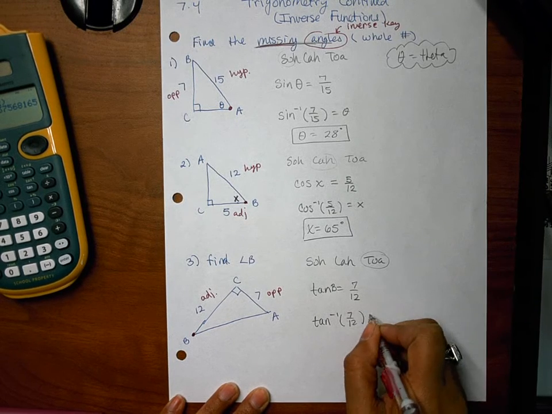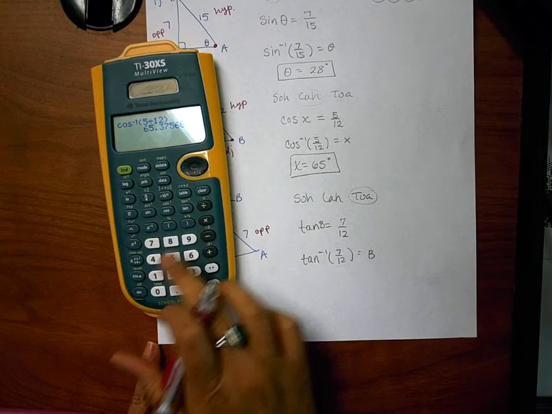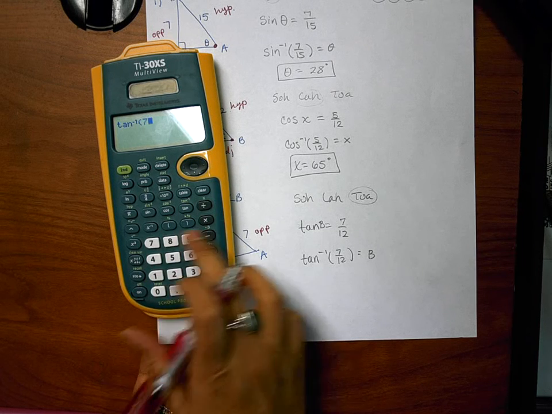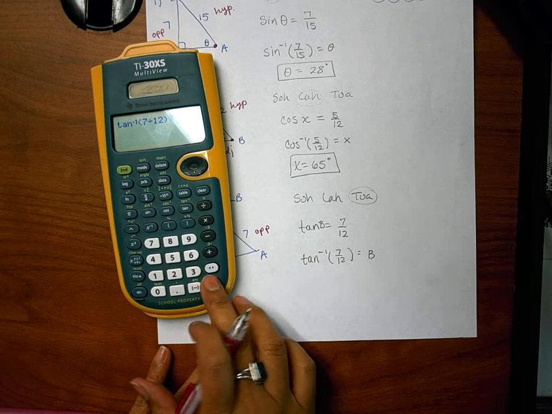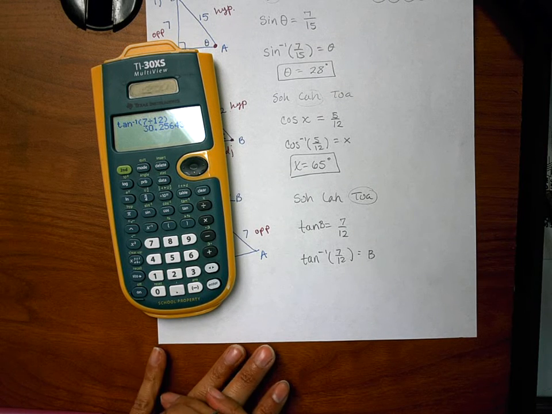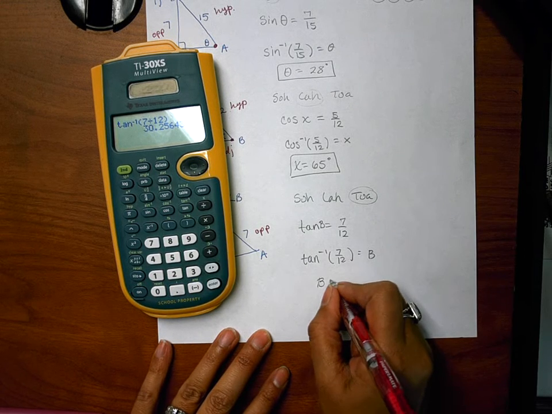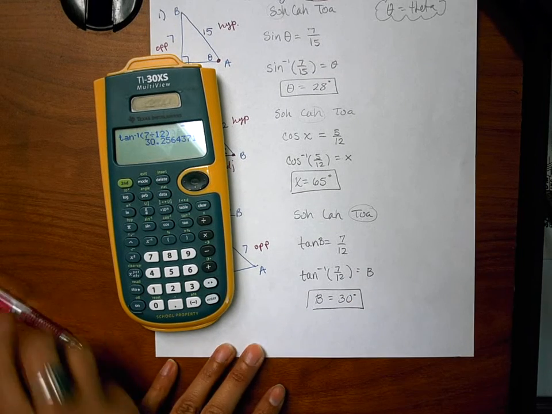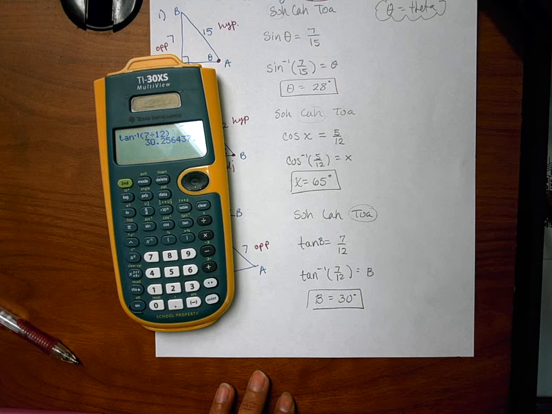Okay, we don't know what angle B is, so I'm going to use the inverse key to find angle B. So second tangent, 7 divided by 12. Again, we use the inverse key when we don't know an angle. Equals 30.2, which would stay 30. That is going to be 30 degrees. And we will get more practice with this in class. That is it for this lesson.